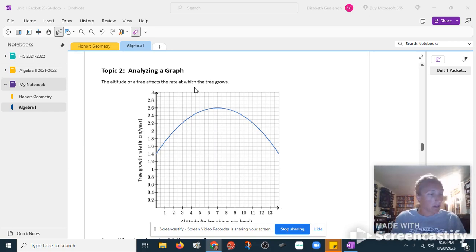Hello students, we are going to go over page 6, analyzing a graph, topic 2 of our first unit here. So you should see this page in front of you, and that's what we are going to go over.